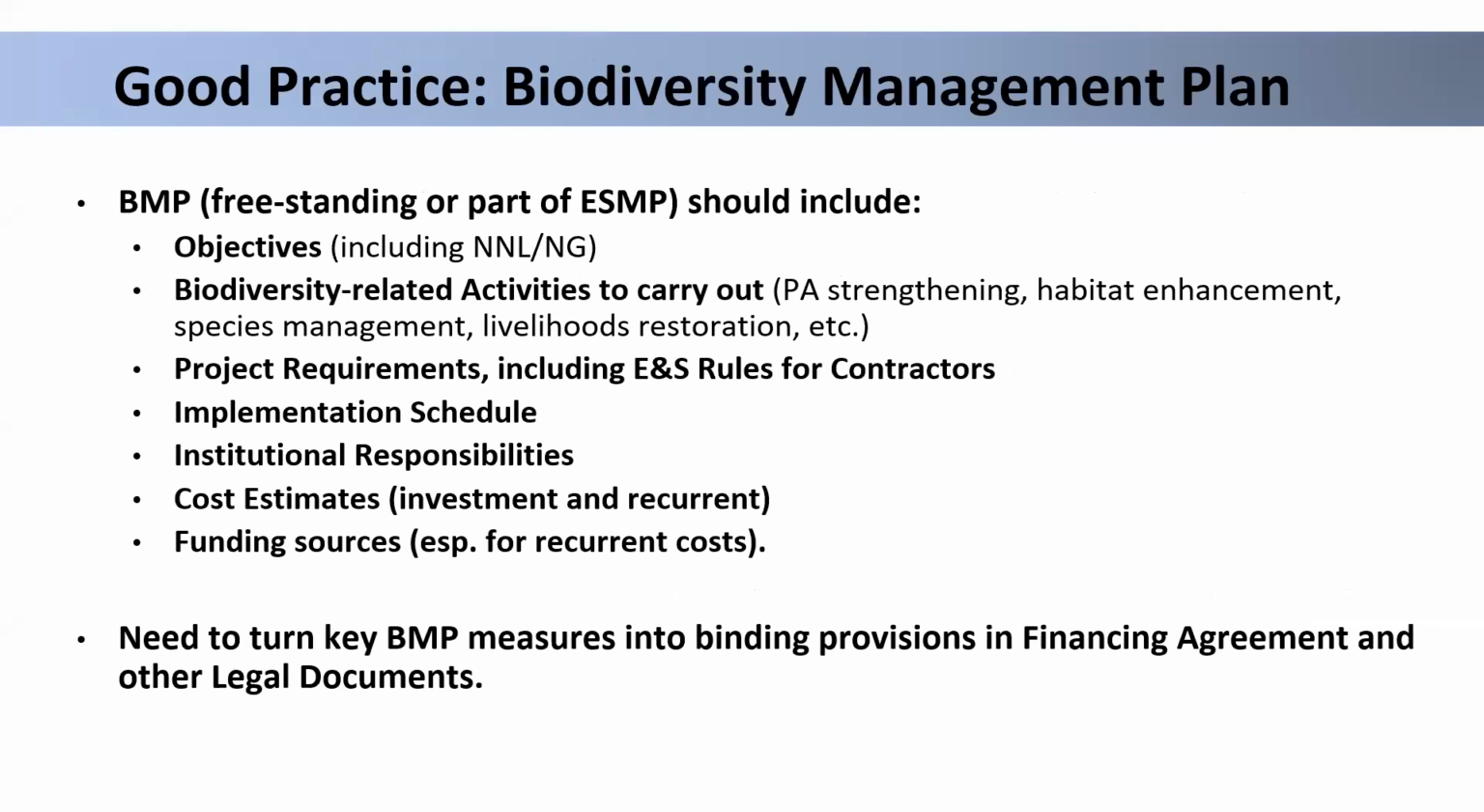This is just the list of what one good biodiversity management plan needs to include: objectives, biodiversity-related activities to carry out, project requirements, rules for the contractor, implementation schedule. I cannot emphasize enough, institutional responsibility needs to be very clear. You also have to have cost estimates, and also funding sources. When we deal with the bank, for the majority of these biodiversity management plans, the key provisions will actually be in the financial and legal agreement.